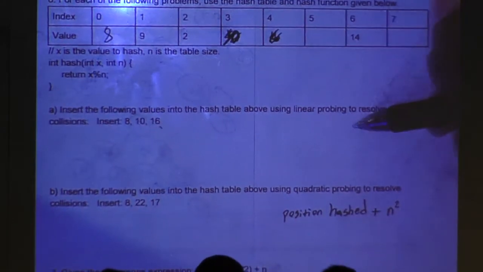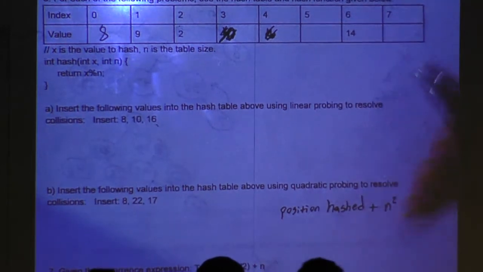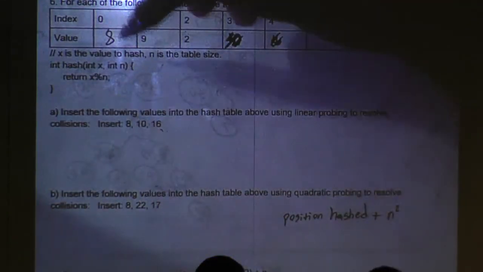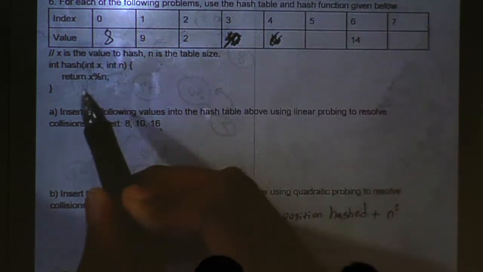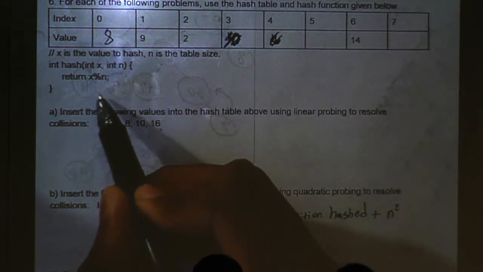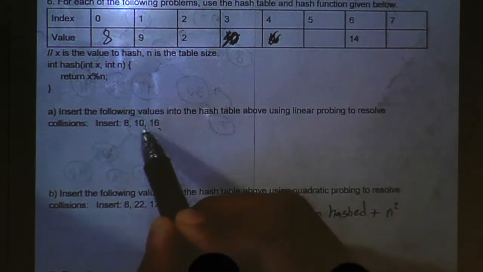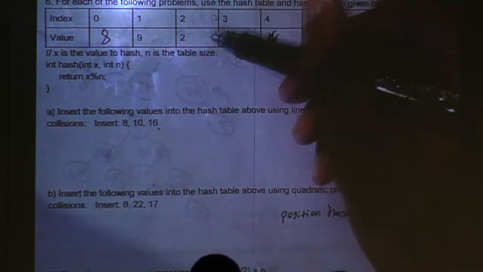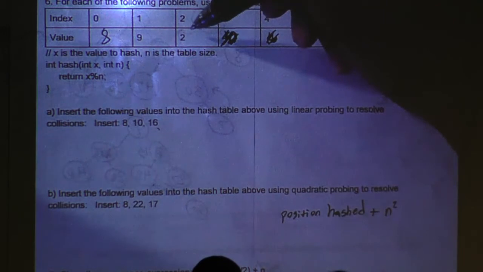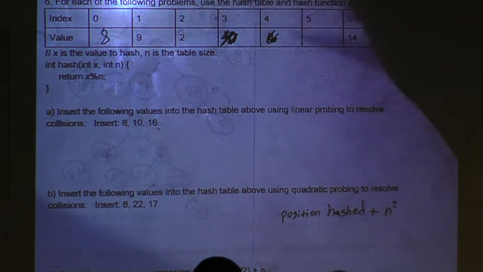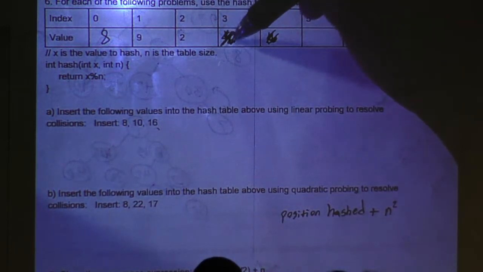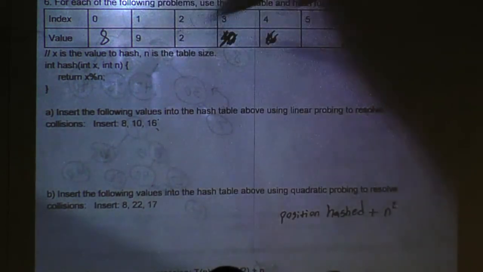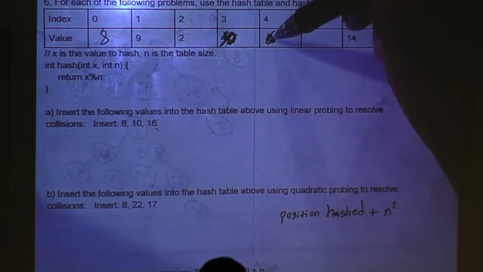Okay, you're good. So for linear probing here, you would start by putting the 8 at the 0 position in the hash, because 8 mod 8 is going to give you 0. Then you try to input 10, and 10 mod 8 is going to give you 2. So you would try to put it here, but this spot is taken, so you'd go to the next one, and you would put 10 here into the 3. And then for 16, when you mod by 8, you'd also get 0. So then you just keep going on to the next one, and then we got it here into 4.